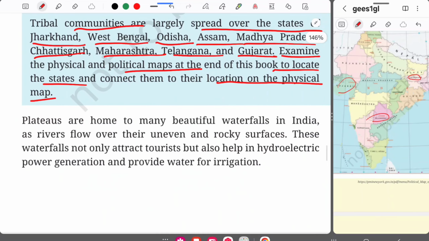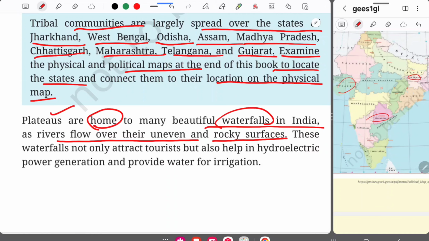Plateaus are home to many beautiful waterfalls in India as rivers flow over their uneven and rocky surface. See, in plateaus, you will find so many beautiful waterfalls, because they have an uneven and rocky surface. Their surface is not even. That is why you will find so many waterfalls there; some are tall, some are small, so their heights are uneven.